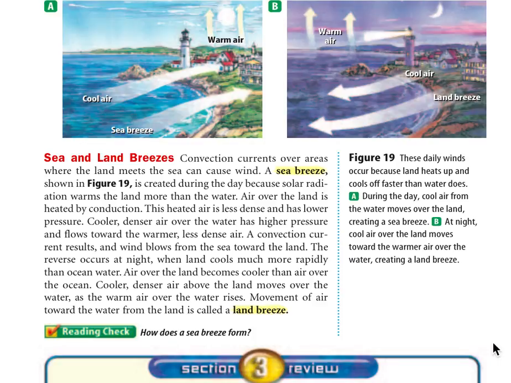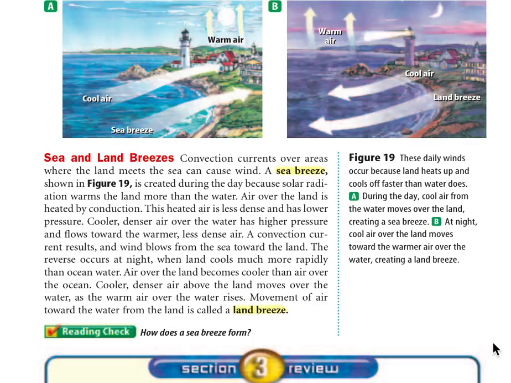A sea breeze, shown in Figure 19, is created during the day because solar radiation warms the land more than the water. Air over the land is heated by conduction. This heated air is less dense and has a lower pressure. Cooler, denser air over the water has a higher pressure and flows toward the warmer, less dense air. A convection current results. The wind blows from the sea toward the land.